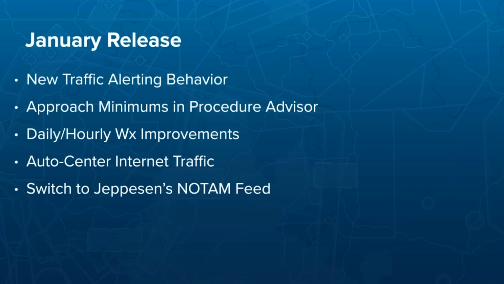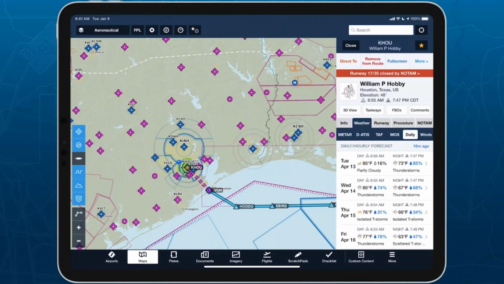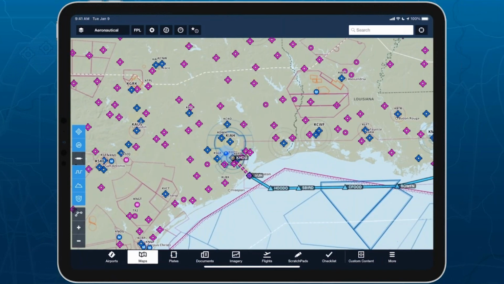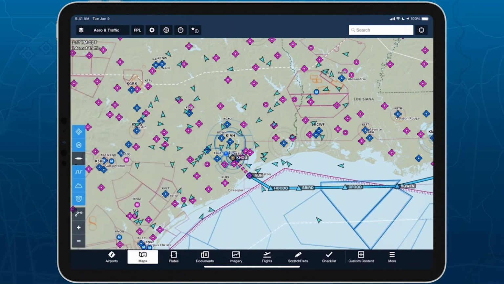All right, next up, we've got Auto Center Internet Traffic. Now, if I go over to the Maps view here, I go ahead and turn on the Internet Traffic layer. This was a feature we released last year, I think, about July maybe. And of course, all of this traffic is coming from FlightAware. It's using the FlightAware feed.